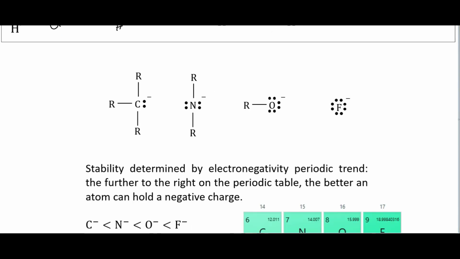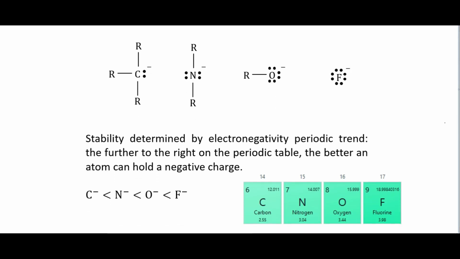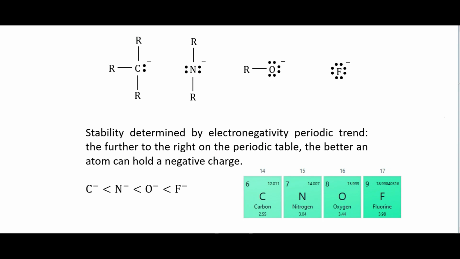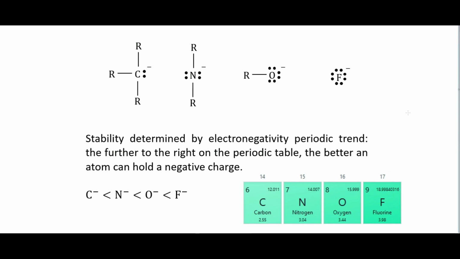All right, so like I said, if we want to look at the stability of these charges on the different atoms, especially these three atoms here, the carbon, nitrogen, and oxygen, that we're going to be using all throughout this video series. And so we want to look at the stabilities of the charges on here. And so for the negative charge, the stability is determined pretty much by the electronegativity periodic trend. So the electronegativity of these atoms. So the further to the right on the periodic table, the better the atom can hold a negative charge.